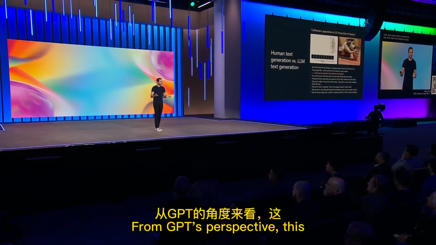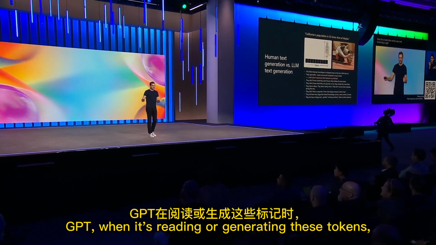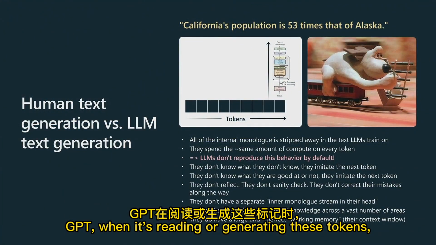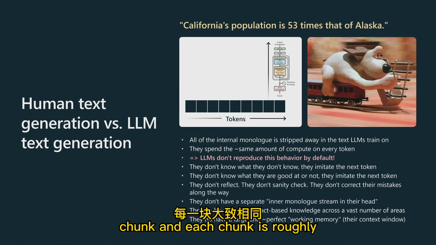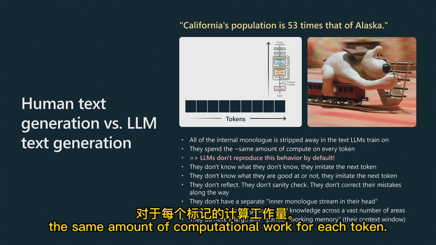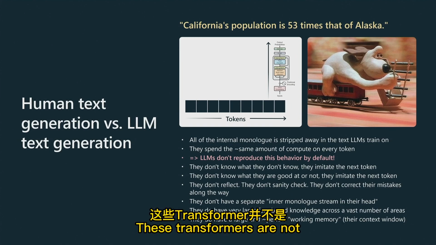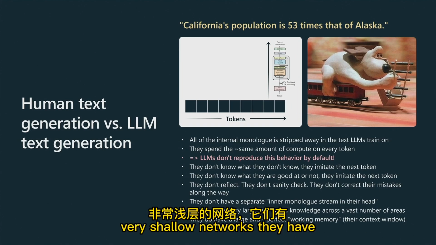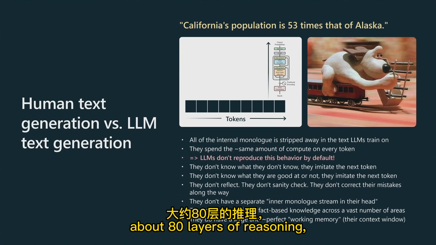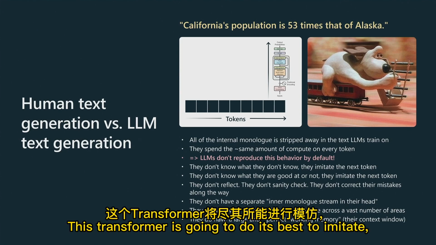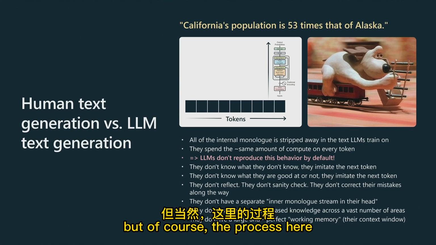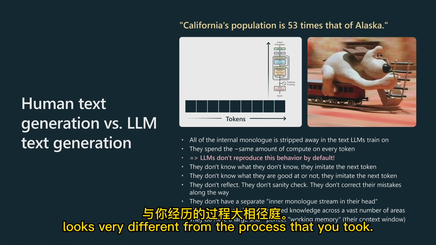From GPT's perspective, this is just a sequence of tokens. So a GPT, when it's reading or generating these tokens, it just goes chunk, chunk, chunk, chunk, chunk. And each chunk is roughly the same amount of computational work for each token. And these transformers are not very shallow networks. They have about 80 layers of reasoning, but 80 is still not too much. And so this transformer is going to do its best to imitate, but of course, the process here looks very, very different from the process that you took.